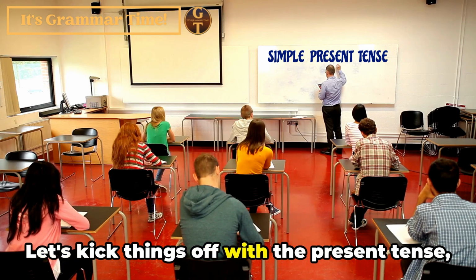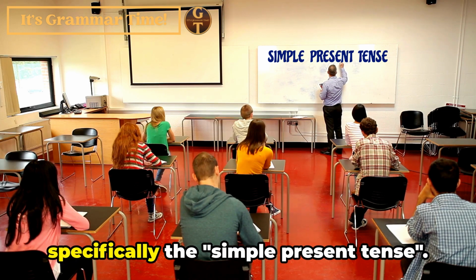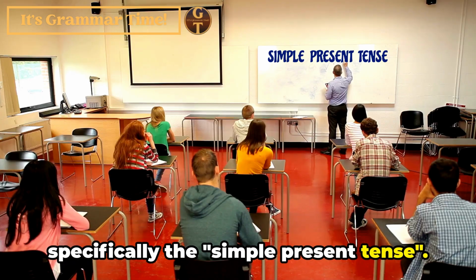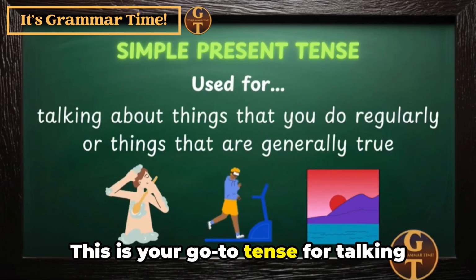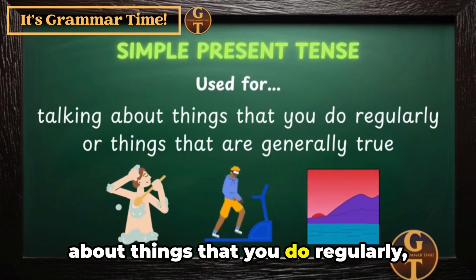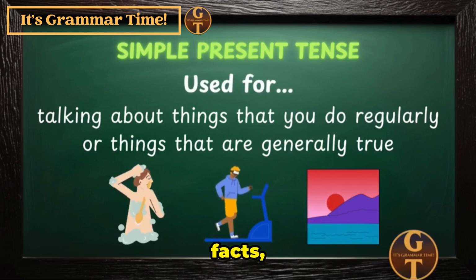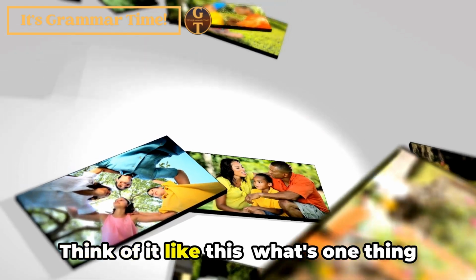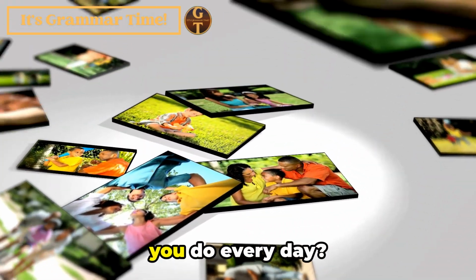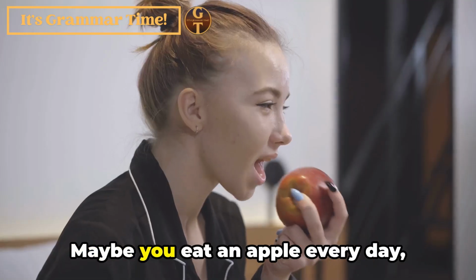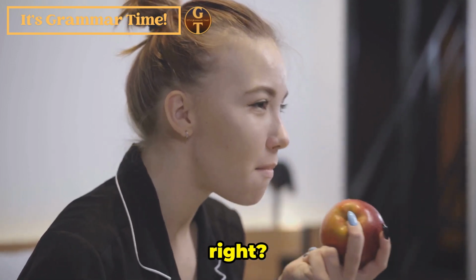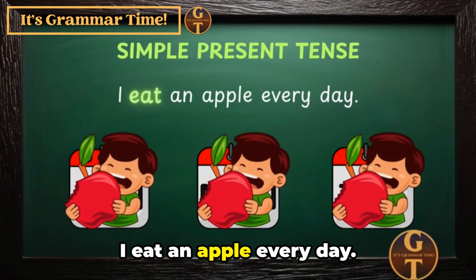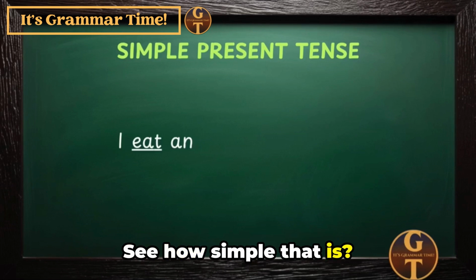Let's kick things off with the present tense, specifically the simple present tense. This is your go-to tense for talking about things that you do regularly, habits, facts, or things that are generally true. Think of it like this. What's one thing you do every day? Maybe you eat an apple every day, right? So you'd say, I eat an apple every day. See how simple that is?